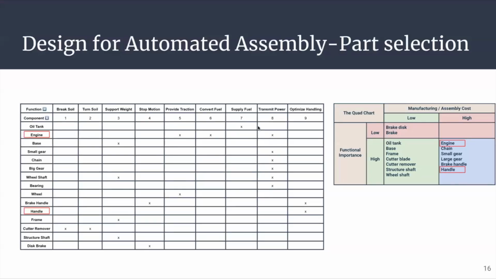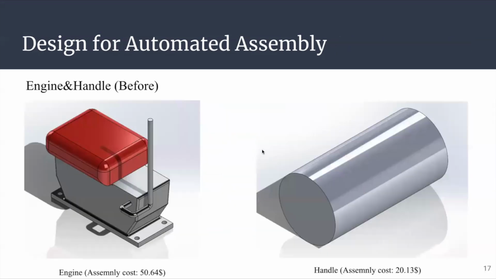Here, I will be discussing the design improvements we made for automatic assembly of two key components, the engine and the handle. For the part selection, we chose to analyze the engine and handle since they are both considered high in function importance. In our DfM analysis, we found that the assembly costs for the engine and handle are $50.64 and $20.13, which shows that there is room for improvement.